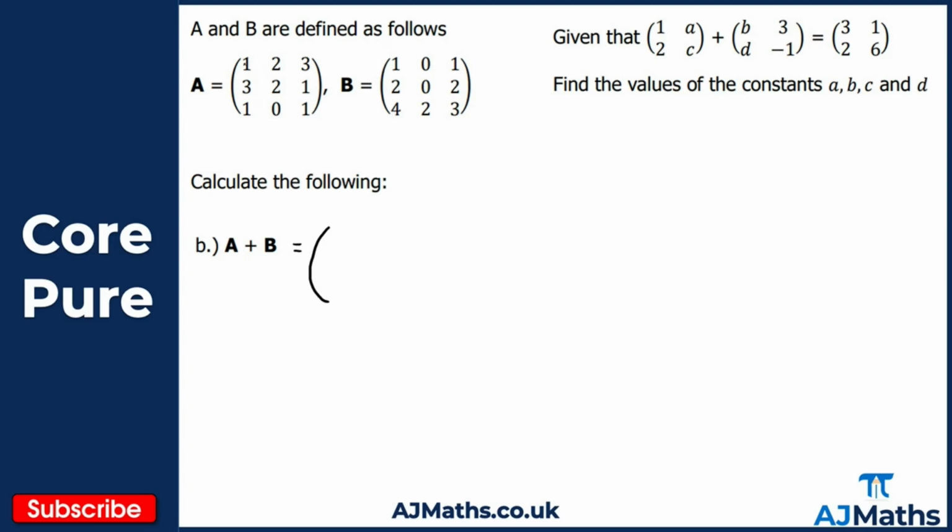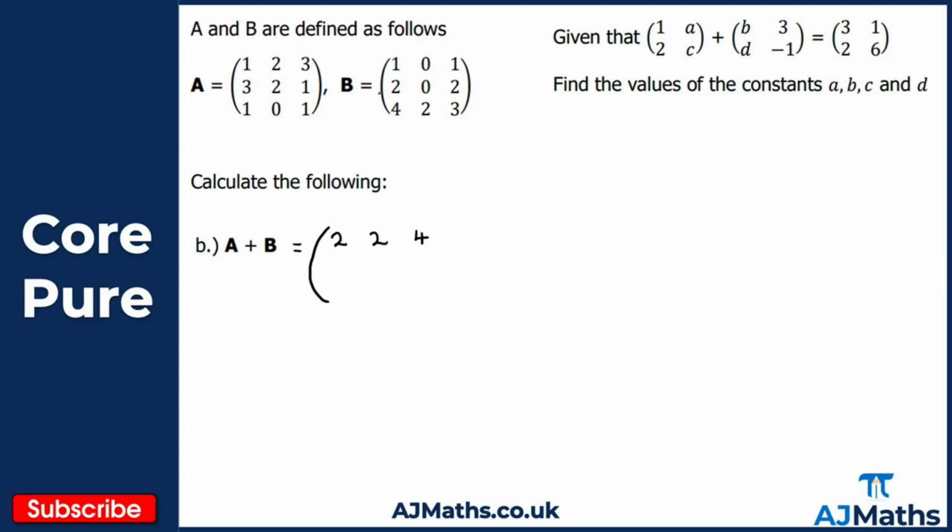The top left element is going to be 1 plus 1, giving us 2. 2 plus 0 gives me 2. And then 3 plus 1 gives me 4. I just like to work across the rows as I go. I would recommend doing this in a methodical order, so either work across the rows or down the columns. Okay, so that's the first row done.